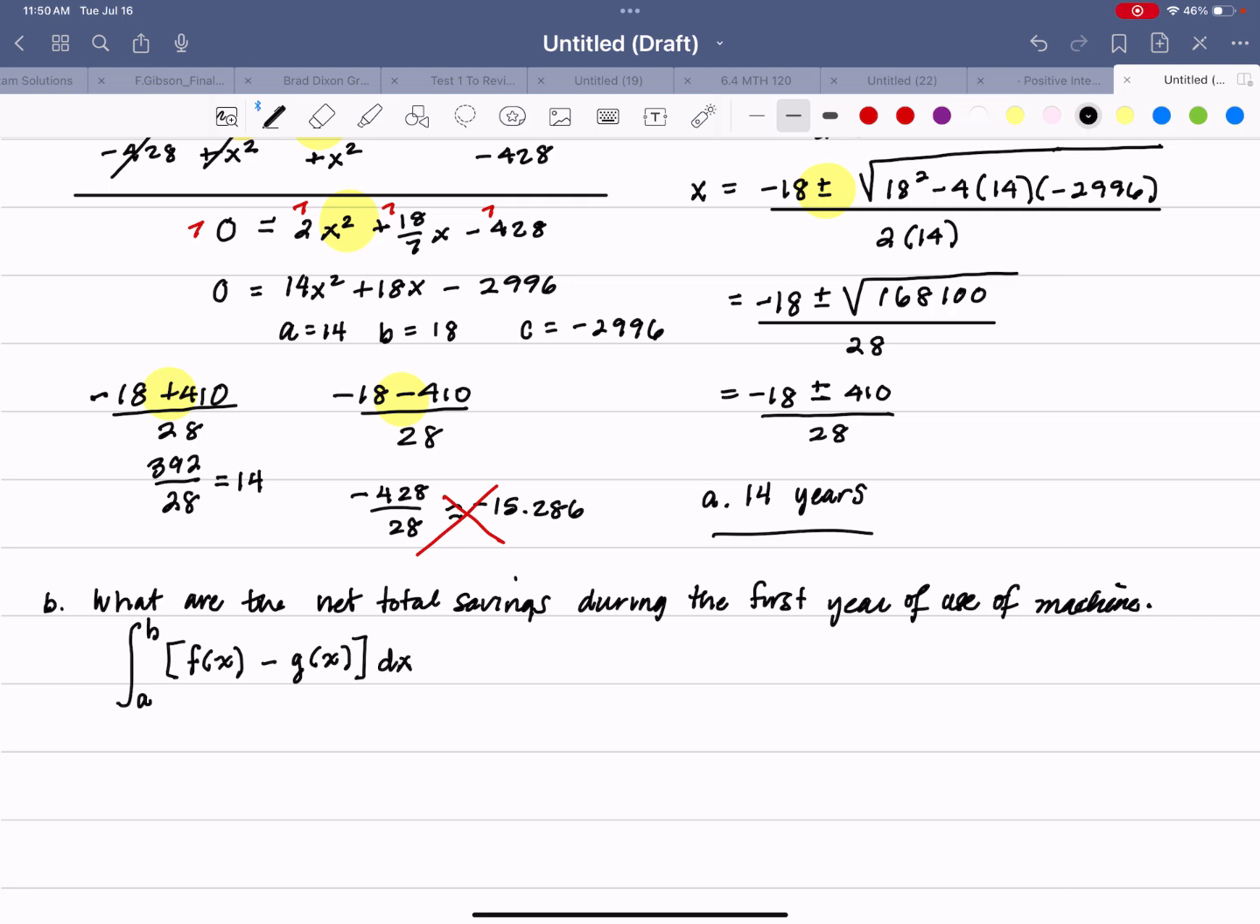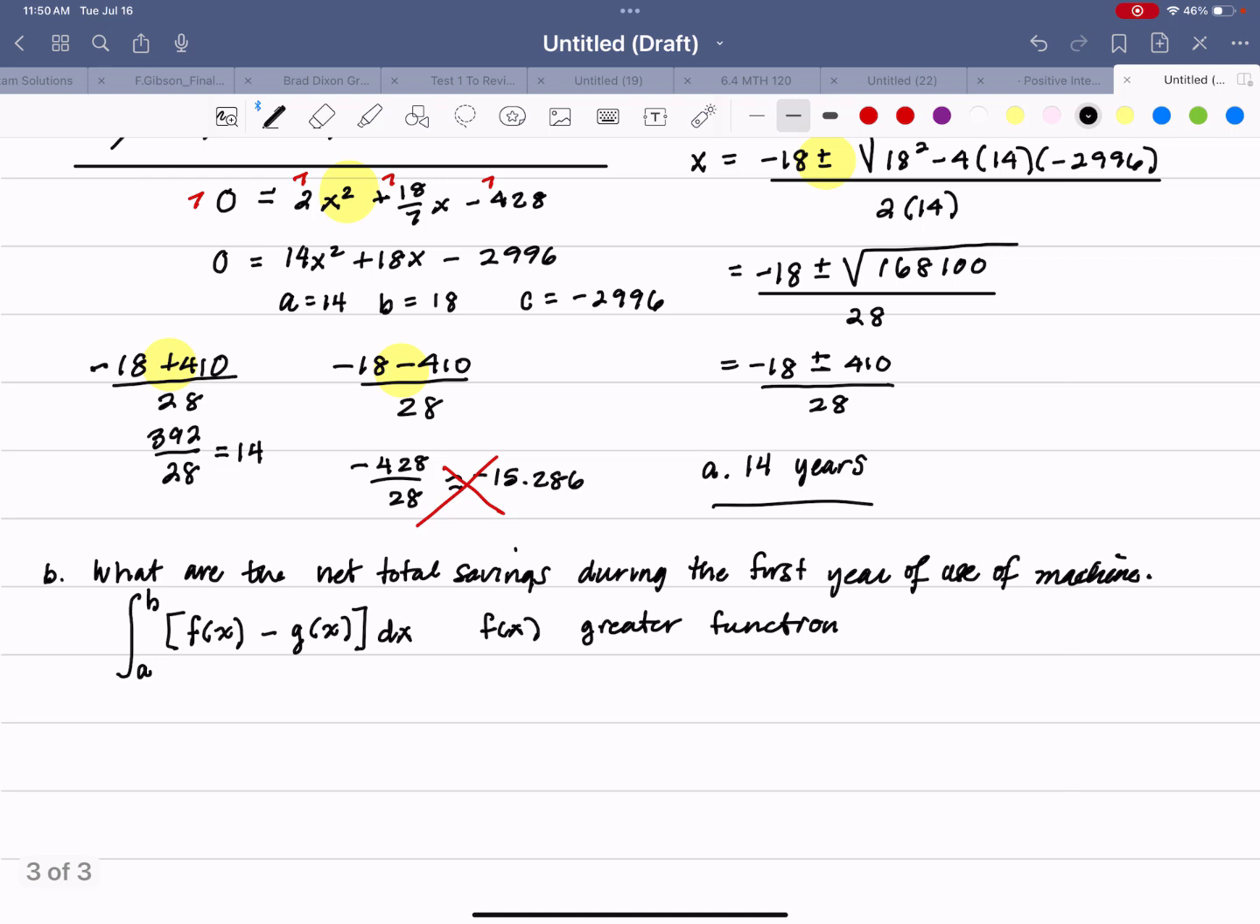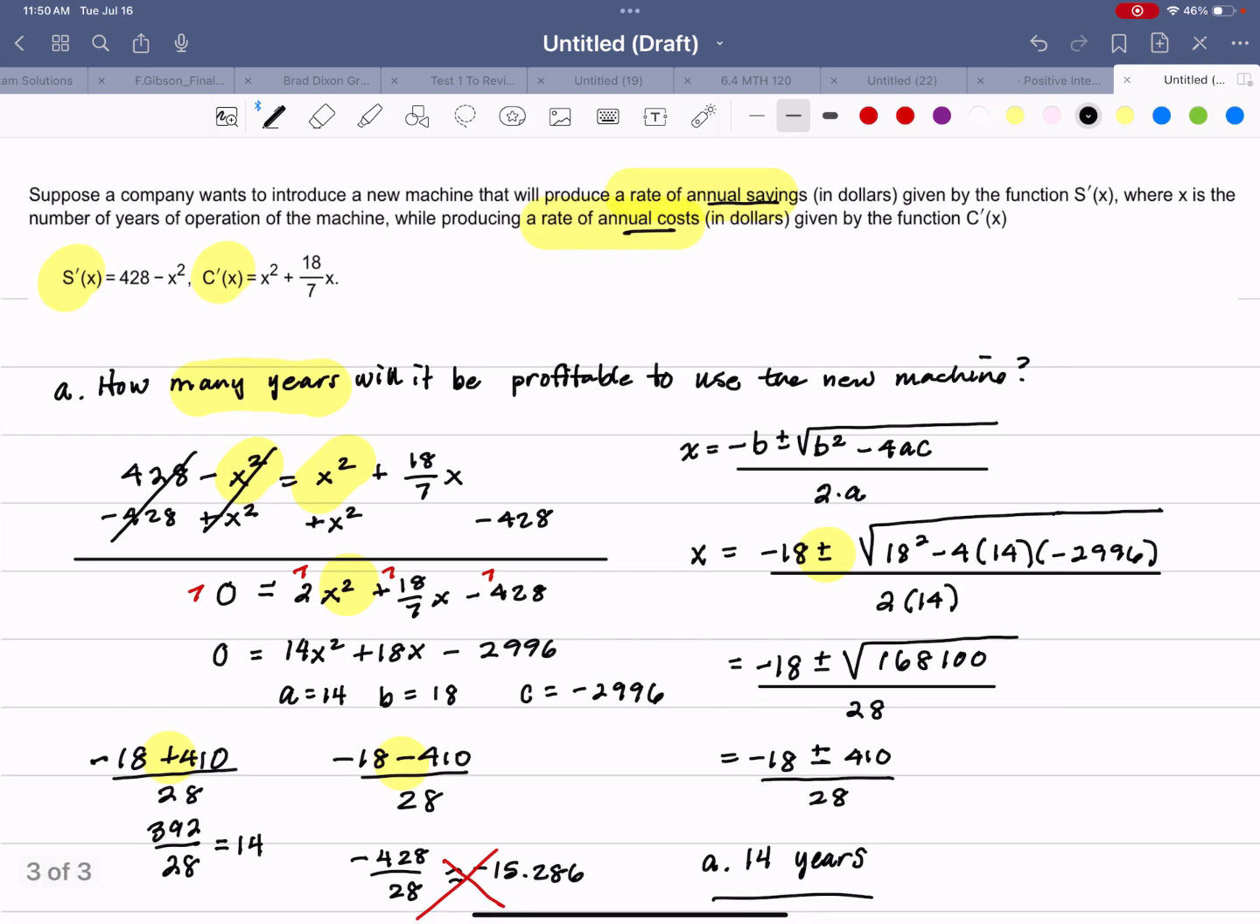And remember, f of x is the greater function, that is the function on top. So we'll have to figure out which one of these functions go on top. Okay. Now we only want to do the first year, so it's from time 0 to 1. Okay, so we know that part. But we have to figure out which one of these functions, f of x or g of x, and that's our two functions up here.